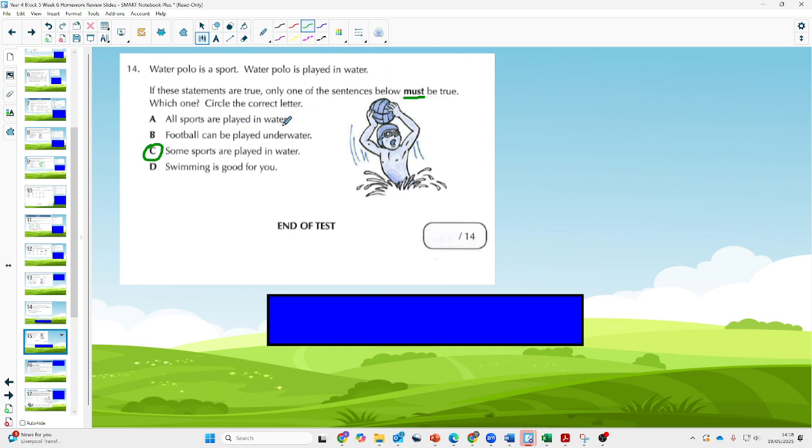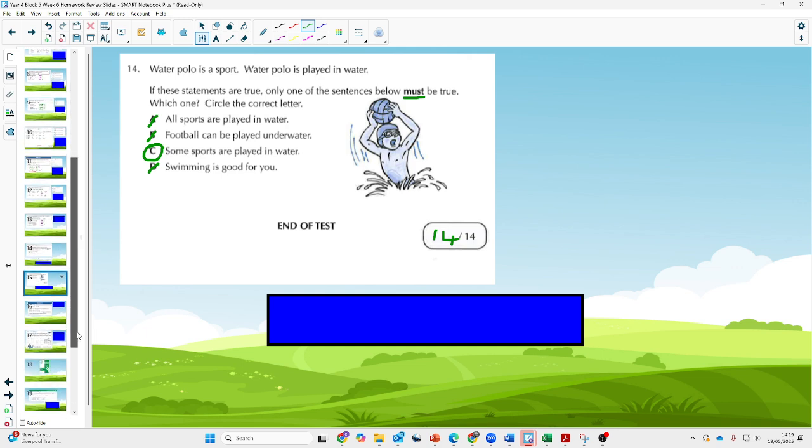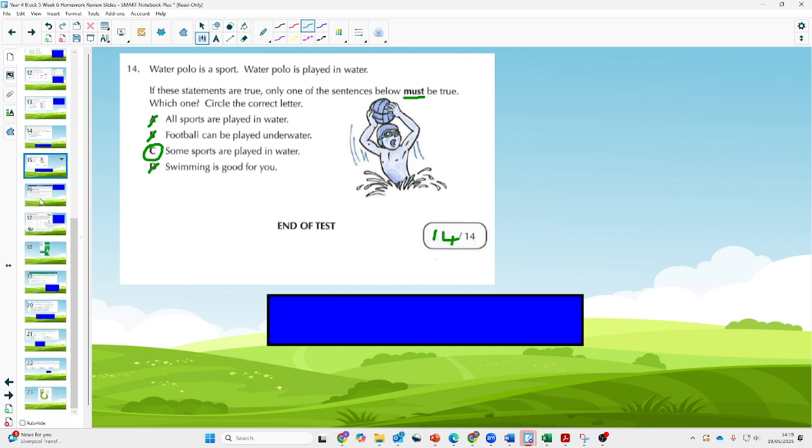So all sports are played in water. Well, that doesn't mention anything about that within the text, but we also know that not to be true. Football can be played underwater. No, it can't, and it's not mentioned within there, so we'll rule that one out. Some sports are played in water. That's the one we're going for as being true. Swimming is good for you, that's correct, but there's no mention of that within the text. So record down your mark out of 14. And then we're going to move on now to puzzles 10.